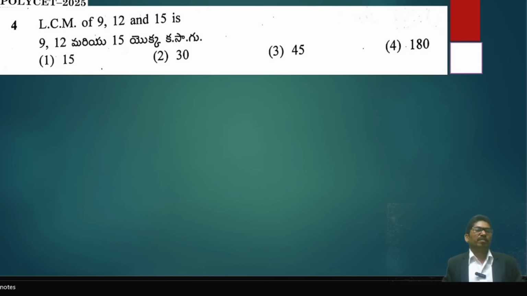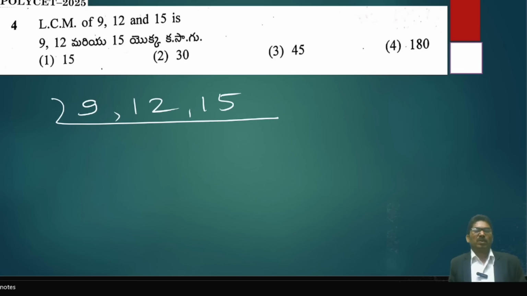Next question. Fourth question: LCM of 9, 12 and 15 is. There are two different methods to find the LCM. So I am following the division method.